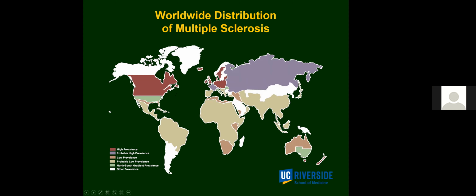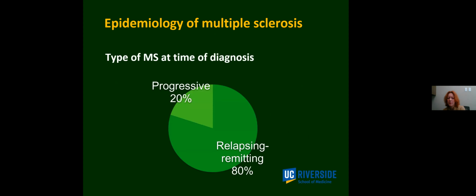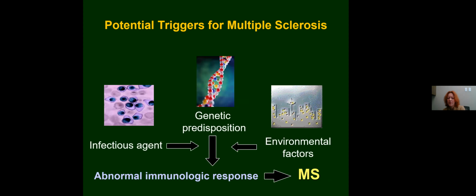And you can see it, the closer you get to the equator, the less common MS is. And we don't know exactly why this is, but we do think that there are different factors that trigger people to develop multiple sclerosis, and some may be environmental.